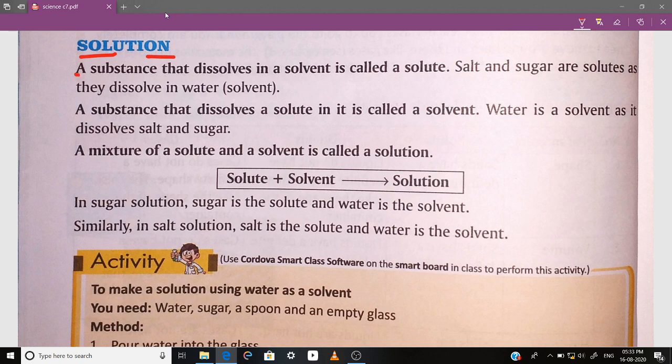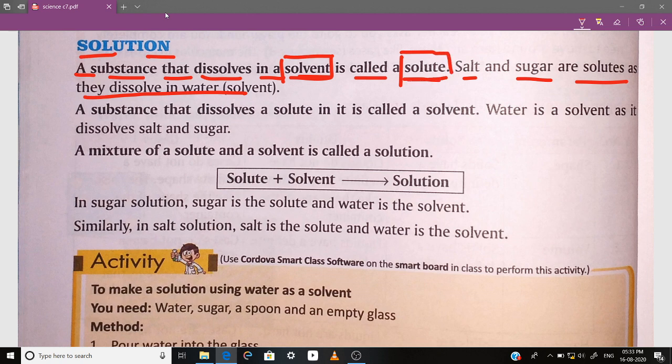What is a solution? A substance that dissolves in a solvent is called a solute. Salt and sugar are solutes as they dissolve in water. Now what is a solvent? There are two words, solvent and solute. For example, you have a glass with water in it, and you also have some sugar.